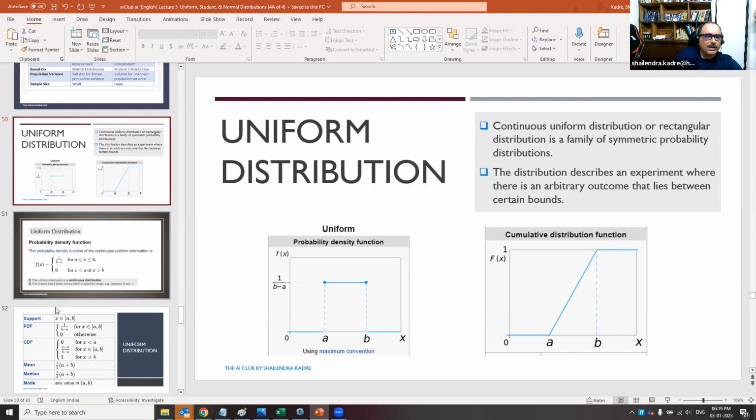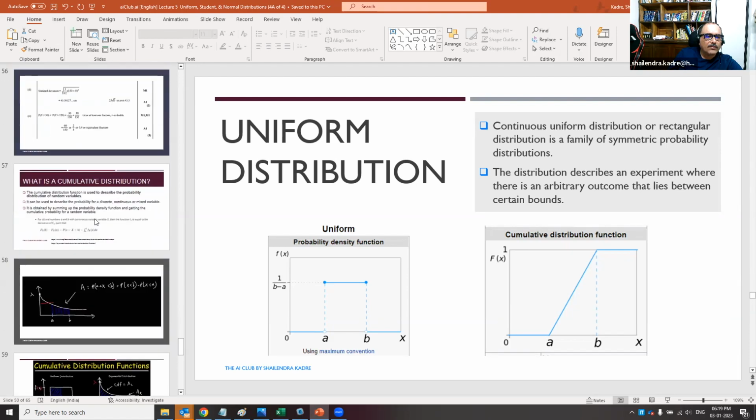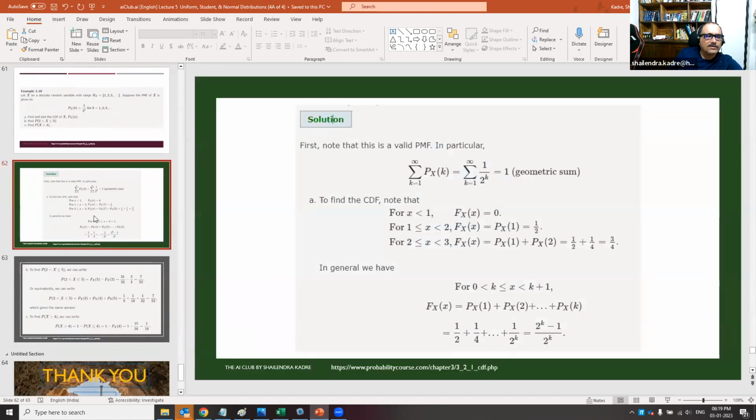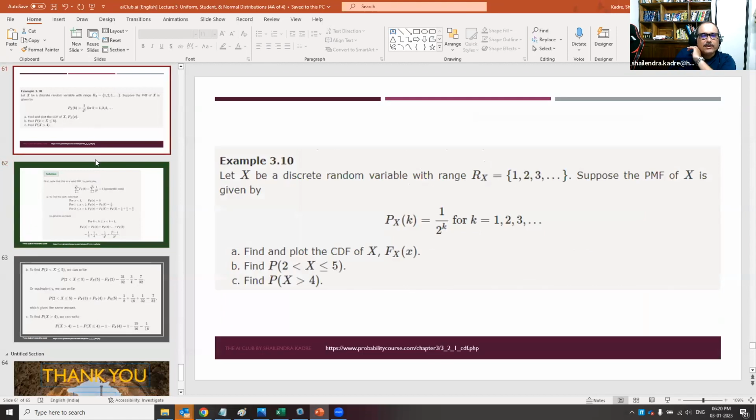Now we get back to our numerical, which we intended to study in this class. So I want you to read this particular example. Let X be a discrete random variable whose range Rx belongs to the set 1, 2, 3, 4, and so on. So X can take any value 1, 2, 3, 4, 5, 6, up to infinity, discrete numbers.